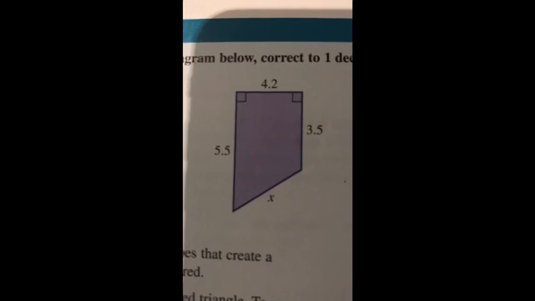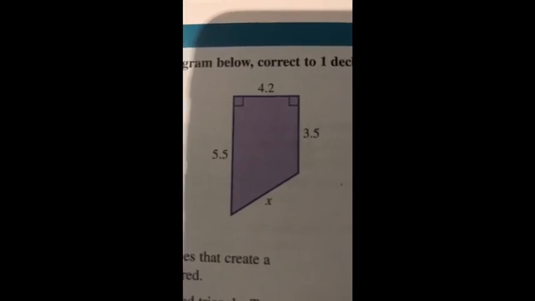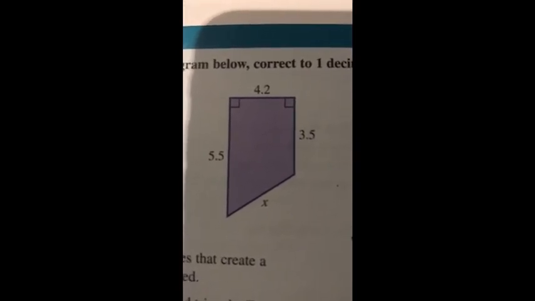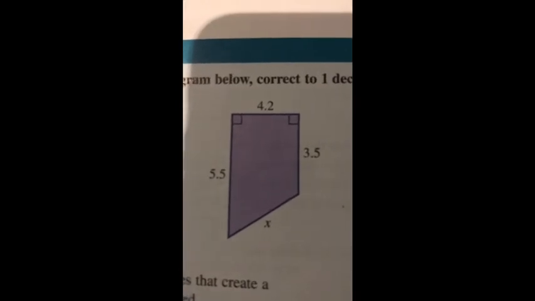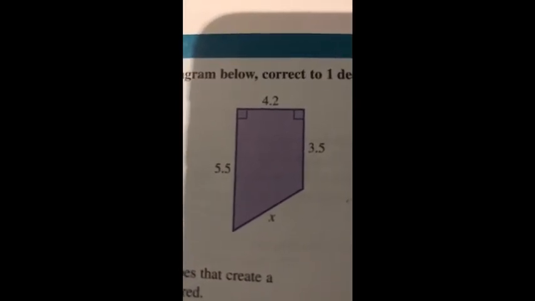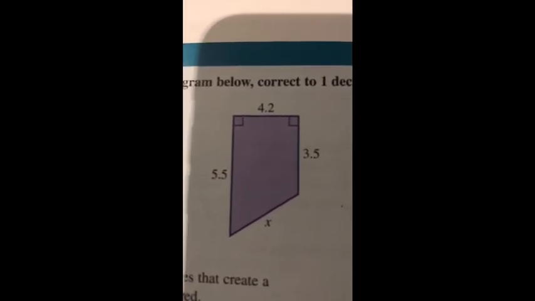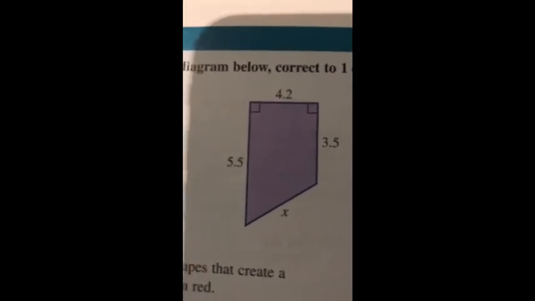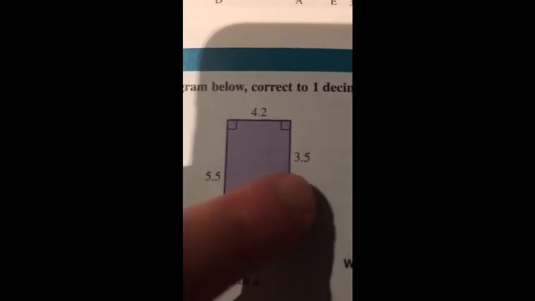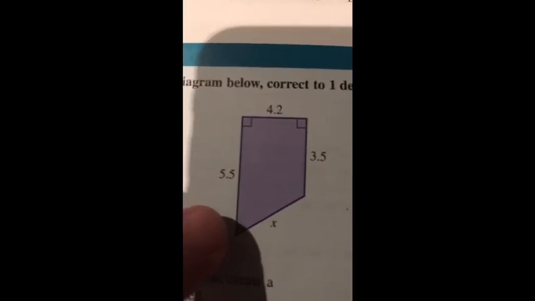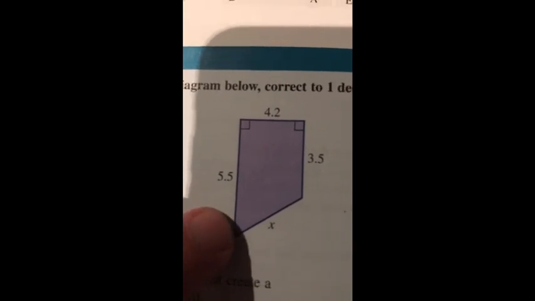So the first thing we need to do is make it into a rectangle and a triangle. And how we would do that is drawing a line across here to rule it off as a rectangle. That would then make that base of the triangle 4.2 like it is at the top. And it would also make our side of the triangle over here 2, because you'd take 5.5 minus the 3.5. So we're going to be left with 2 here and 4.2 across the base.